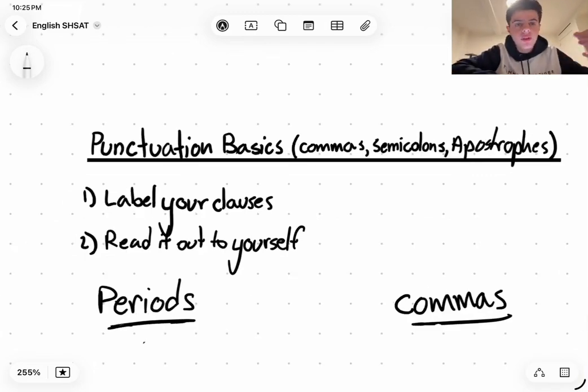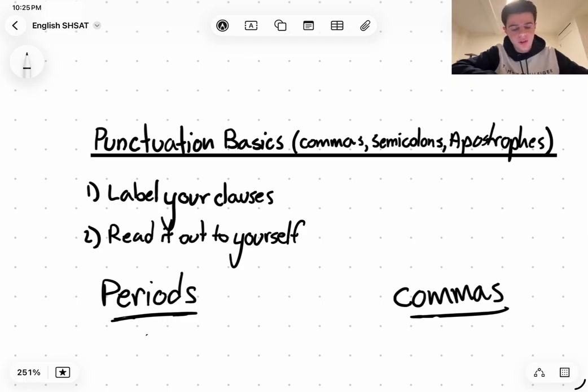Today we are going to be talking about punctuation basics. So before we begin, I'm just going to give you my normal key points. My first thing for you guys is to label your clauses. So there are two main types of clauses we are going to be looking at: independent clauses and dependent clauses. And I recommend that if you're debating some answer choices, it's always best to label your clauses to know what you're working with, because that will naturally eliminate some answer choices.